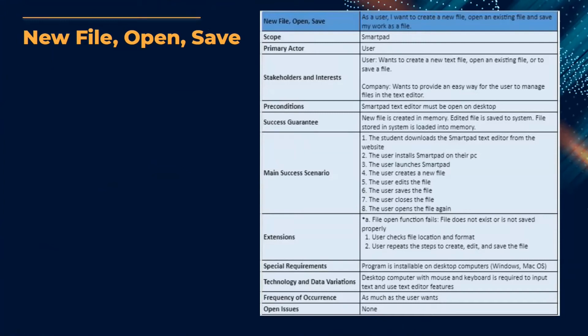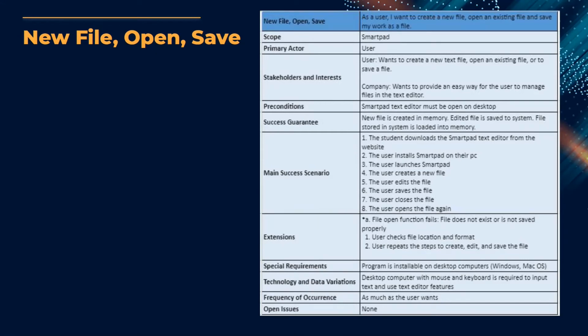Hey guys, this is Mamadur, and I'll be going over the use case to open a new file, save a file, and open an existing file. As a user, I want to create a new file, open an existing file, and save a file. And for scope, it is SmartPad. For primary actor, it is the user.